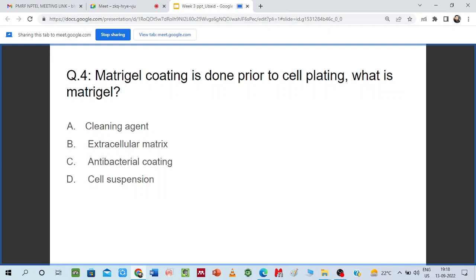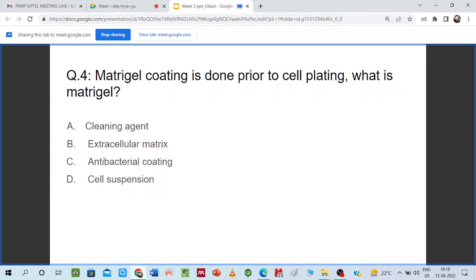So it usually contains laminin and collagen 4. They are mostly abundantly present in this Matrigel. So this Matrigel is a substrate for culturing the cells. As you know, the adherent cells do not adhere well to surfaces like plastic or glass, so they need some material that should be hydrophilic also, and they should be there.